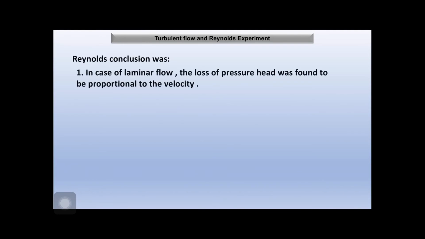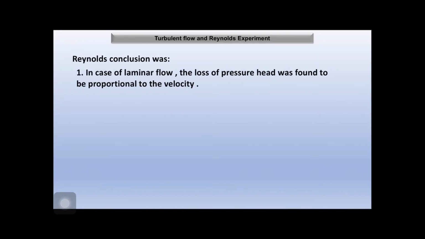After he conducted his experiment, he made some observations, and from those observations he gave two conclusions. The first one is, in case of laminar flow, the loss of pressure head was found to be proportional to the velocity. The loss of pressure head is the pressure that has been reduced while the fluid is moving from one end to another end. This is because of the viscosity the fluid has and the shear stress introduced in the fluid due to viscosity.